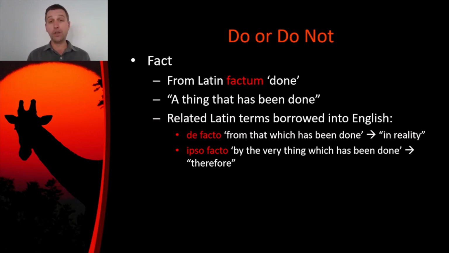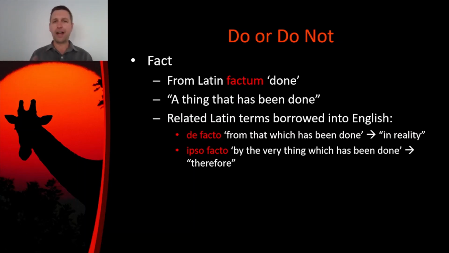Another Latin phrase that we use sometimes that you may hear that has the fac root in it is ipso facto. In English today, they would pronounce it ipso facto or something more like that. Ipso is a pronoun that means like the very, or it's intensive or sometimes reflexive in some way in Latin. So ipso facto means by the very thing which has been done. And in English, we use this almost as a way to say therefore.